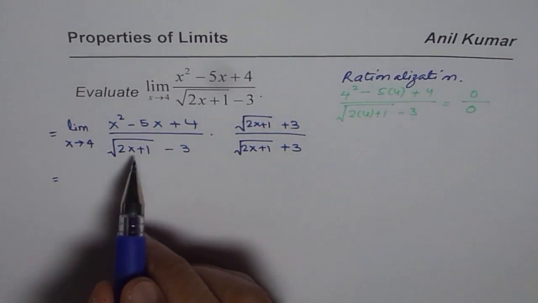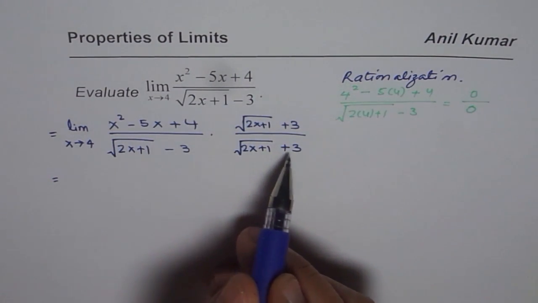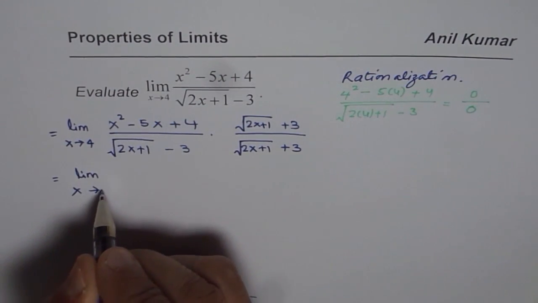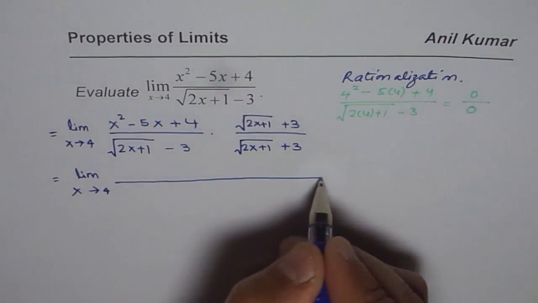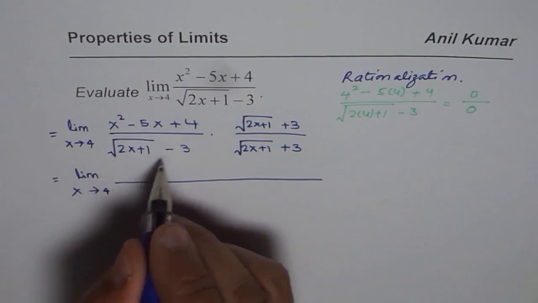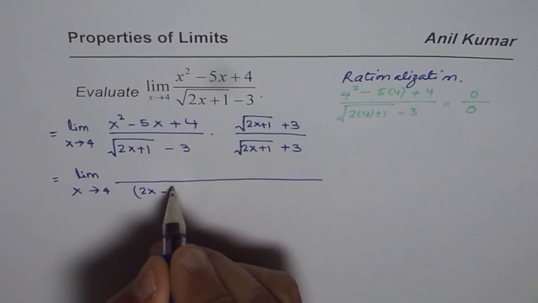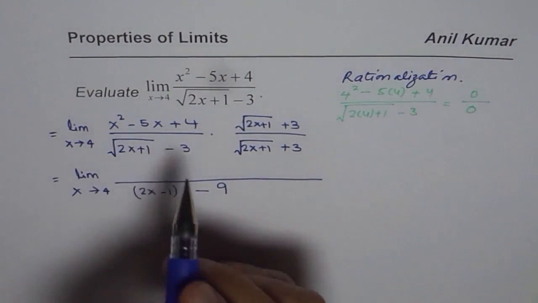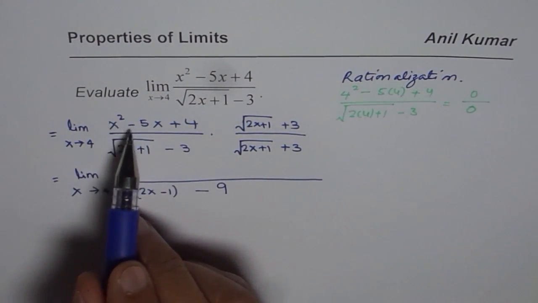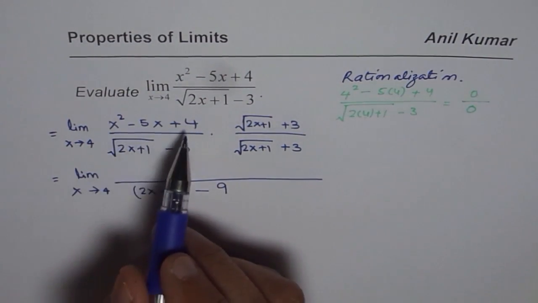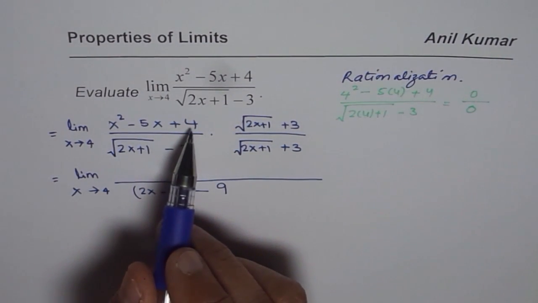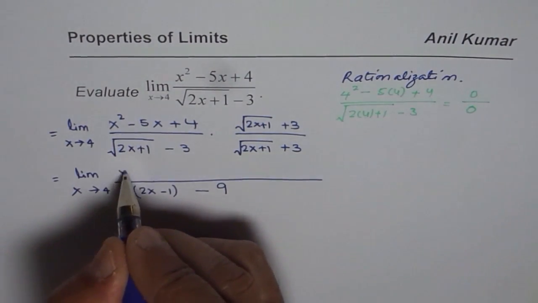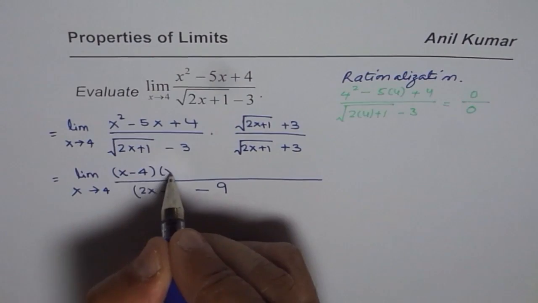So now we know a minus b times a plus b is a square minus b square. Therefore we get rid of the radical part, right? So the denominator will be a square minus b square. Square of square root is 2x plus 1 in this case, minus 3 square, which is 9. The numerator, we can factor this part, x square minus 5x plus 4. We could write 4 as 4 times 1, both negative, so we could write this as x minus 4 times x minus 1.